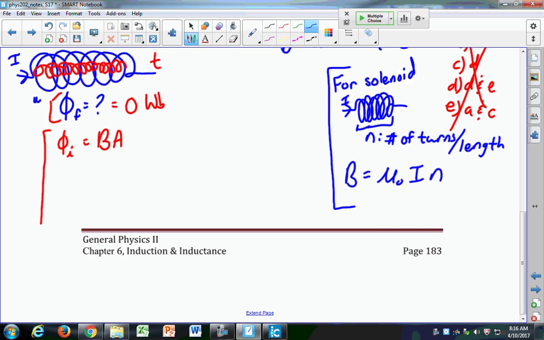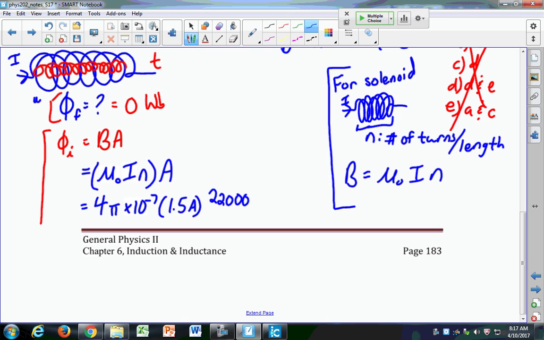So now I want to know what is my initial flux. So my magnetic flux from that solenoid is mu naught I times n times the area. That's the cross-sectional area of that. And that's equal to 4 pi times 10 to the minus 7 times my current, which is 1.5 amps, times n. Now n is given in the problem, I think it was 220 turns per centimeter. Need to convert that into SI units, so it actually turns out to be 22,000 turns per meter.